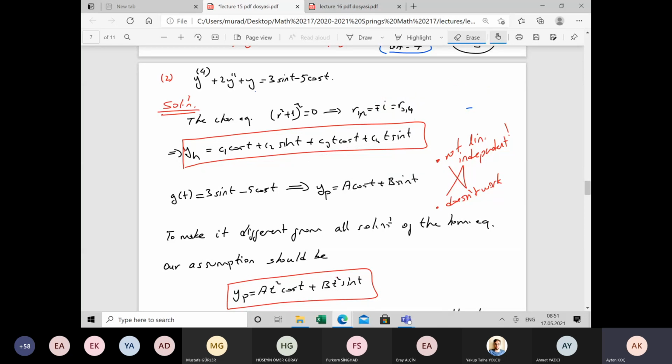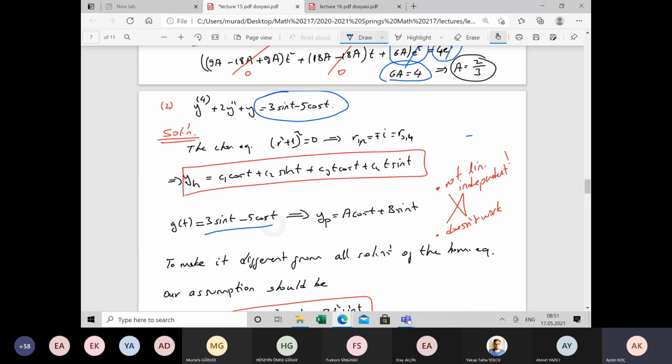Next, to construct the y sub p, look at the right side of the differential equation. This one contains sine and cosine. So the particular solution should be a times cosine t plus b times sine t.